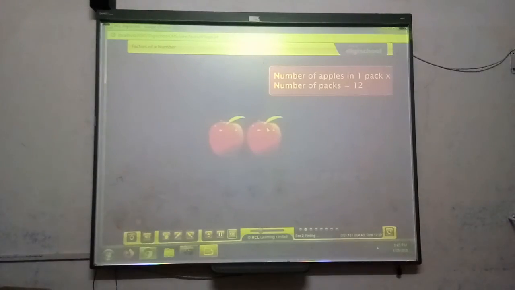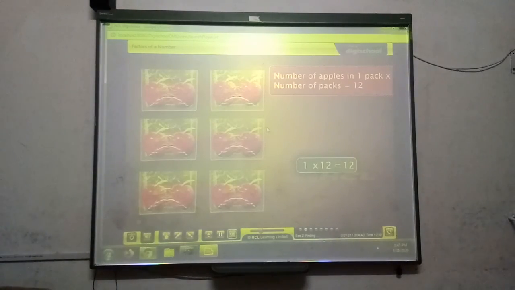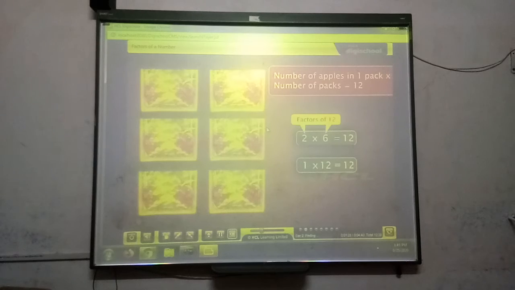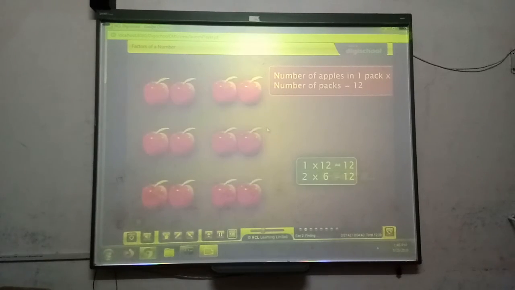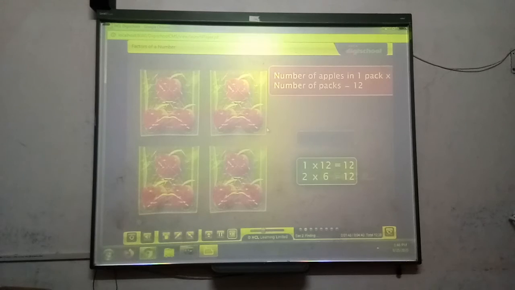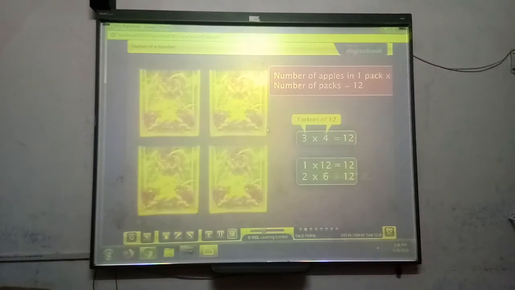Let's put 2 apples in each bag. 2 sixes are 12. So we can make 6 equal packs of 2 apples each. Let's again put these numbers aside and see if we can find ways to make more equal packs. Let's now put 3 apples in each bag. 3 fours are 12. So we can make 4 equal packs of 3 apples each.